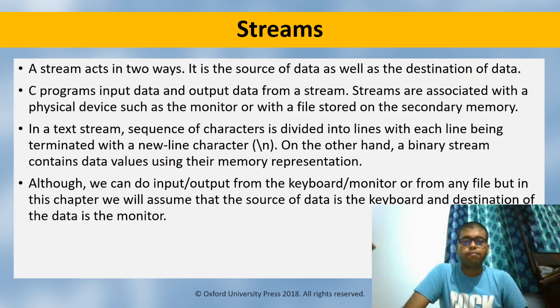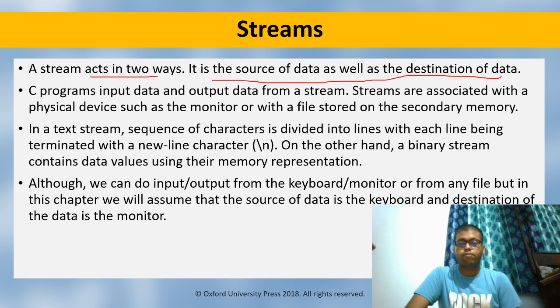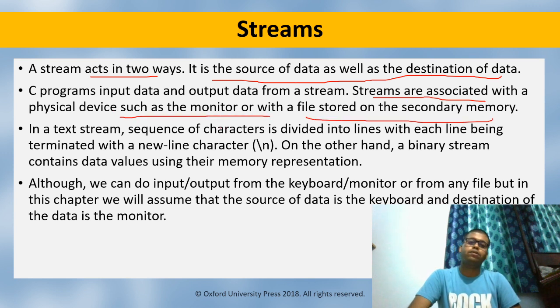Now we go to the stream. A stream acts in two ways. It is the source of data as well as the destination of data. So there will be input data and output data from a stream. Streams are associated with a physical device such as a monitor, or a file stored in secondary memory. We call that a stream. In a text stream, the sequence of characters is divided into lines, where each line is terminated with a new line character, \n. So we use \n to go to the new line.